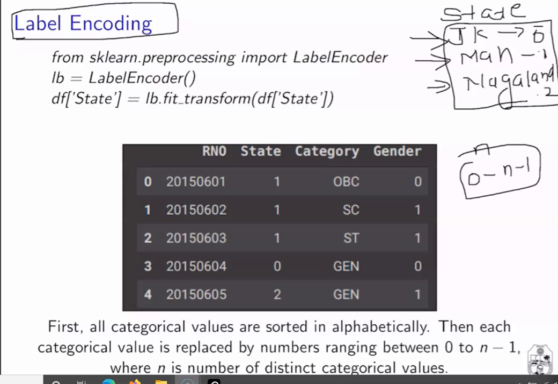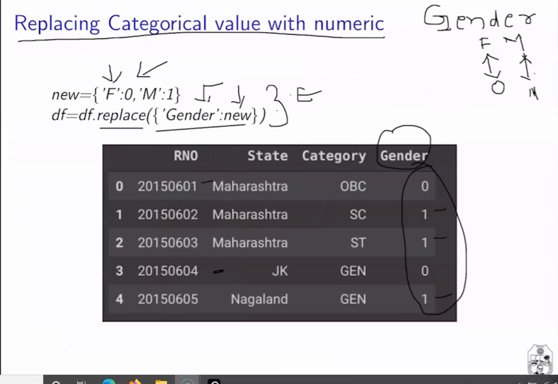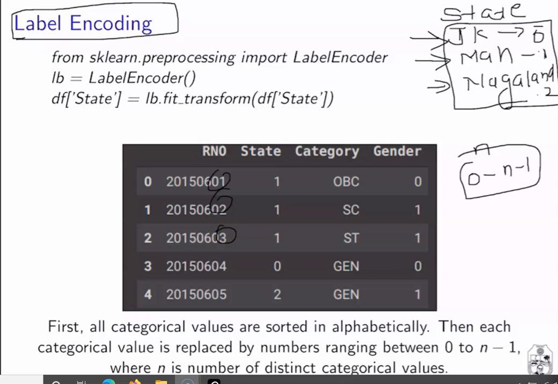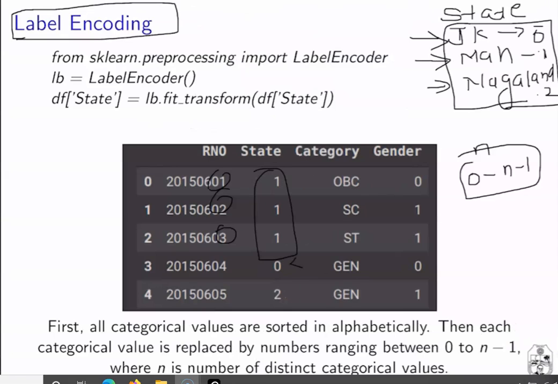Now let us check it. The first, second and third data records will have the state Maharashtra. See, Maharashtra for the first three. That will be replaced by 1 when we perform the label encoding. The fourth will have Jammu and Kashmir, so it will take 0. And the fifth is replaced by 2. So this is the way in which label encoding works.